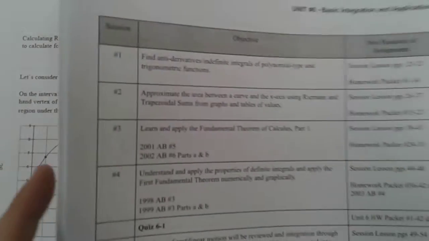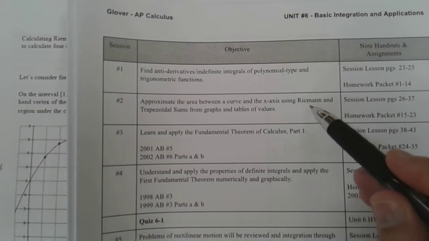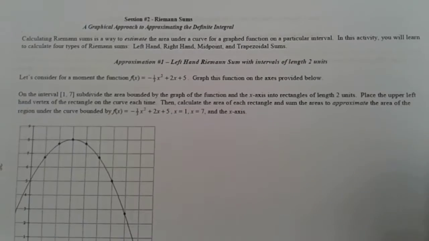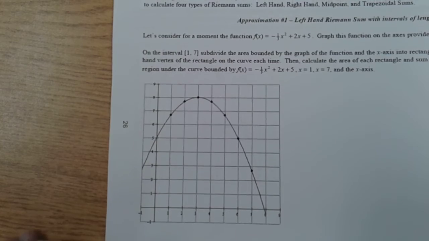On Session 2, we're looking at approximating the area under a curve. We're going to start doing a thing called a Riemann sum, trapezoidal sums. When we're talking about accumulation of area and things like that, what we're looking at is going underneath this curve right here.